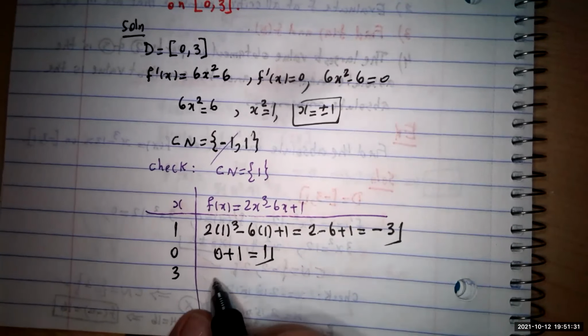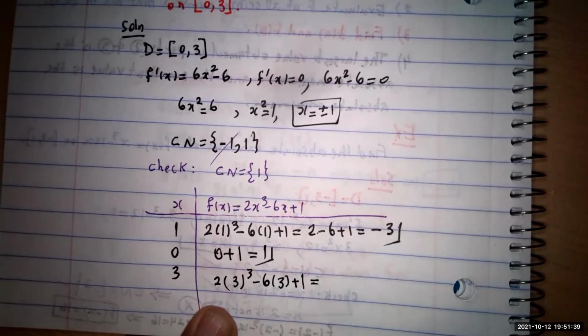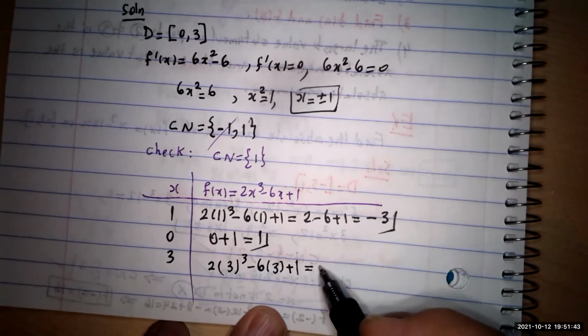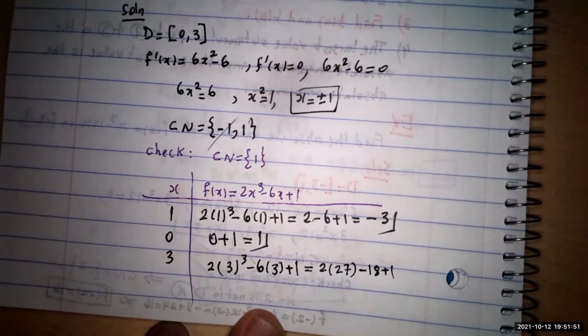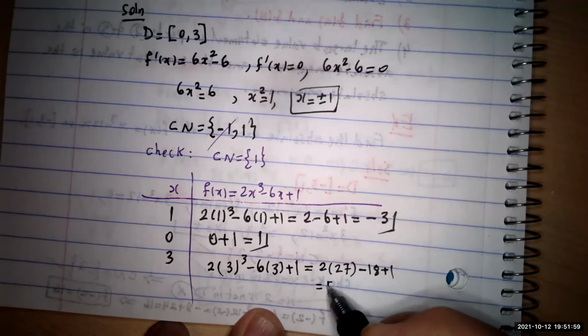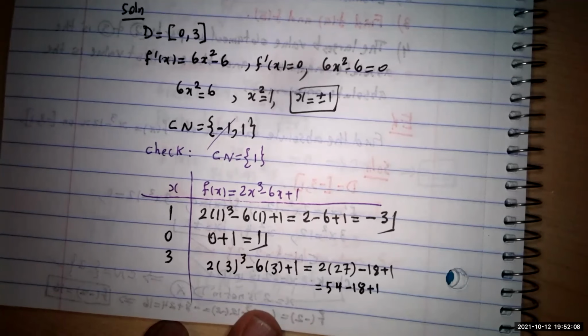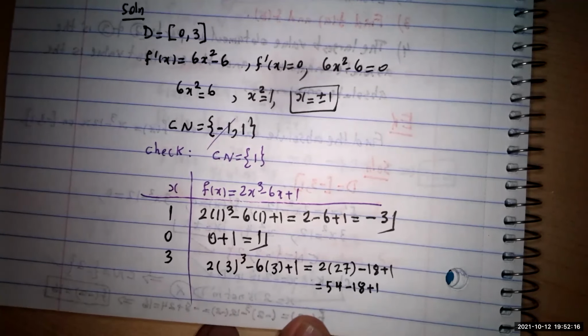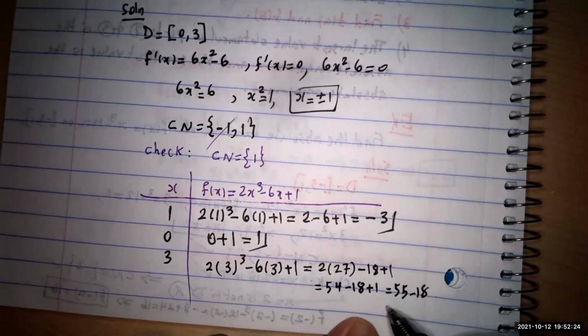Put x equal to 3, so that gives you 2 times 3 to the third, minus 6 times 3 plus 1. 3 cubed would be 27, so that gives you 2 times 27, which is 54. 6 times 3 would be 18, plus 1. So it's equal to 54 minus 18 plus 1. We can combine it: it's just going to be 55 minus 18. And if you subtract it, that gives you what?